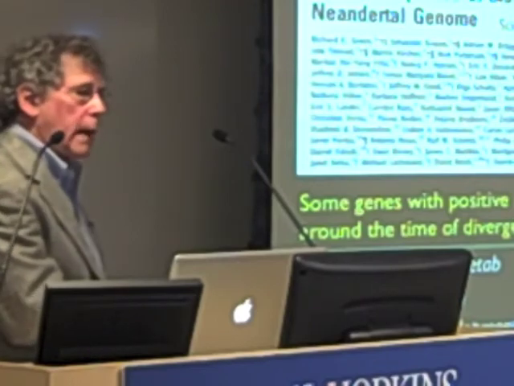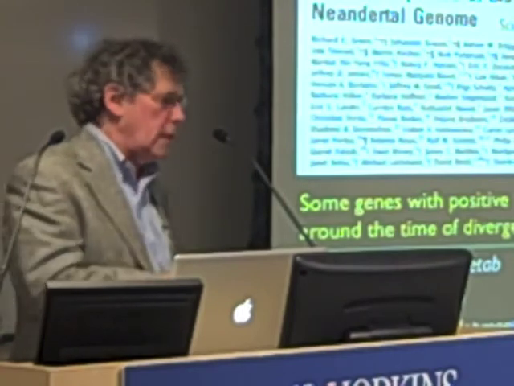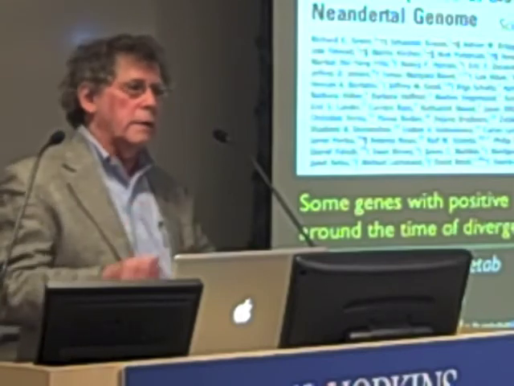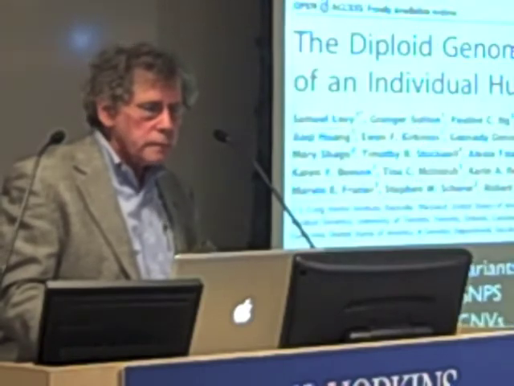neurodevelopment, and several microRNAs. These are those molecules that regulate gene expression. So that suggests to me, if we want to understand what makes us different from Neanderthal and what are the characteristics of our species, we look in these regions as a good place to start.